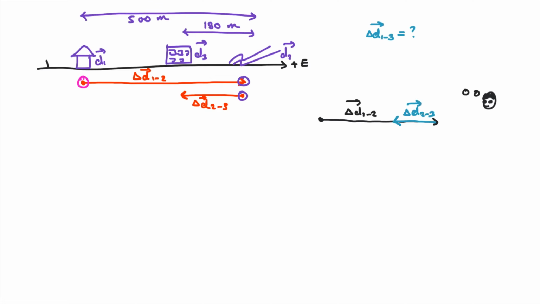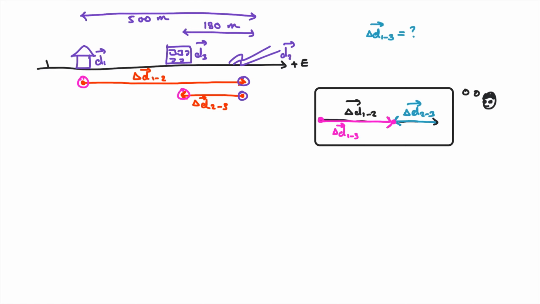The final or resultant vector will start from the tail of the initial vector and end at the head of the final vector. Graham said that the change in position from 1 to 3 will equal the change in position from 1 to 2 plus the change in position from 2 to 3.